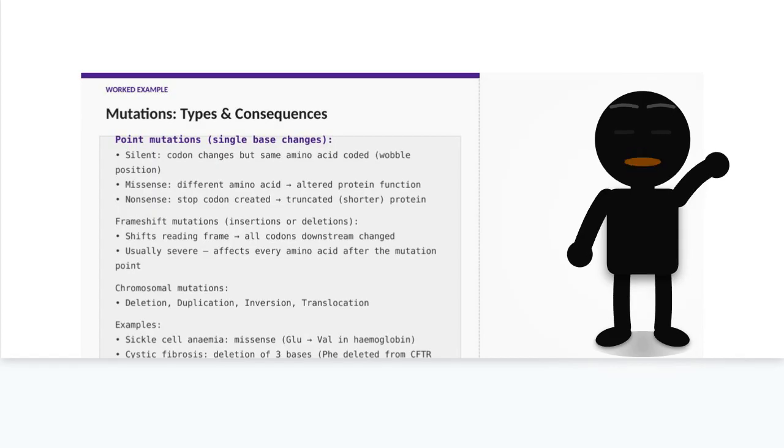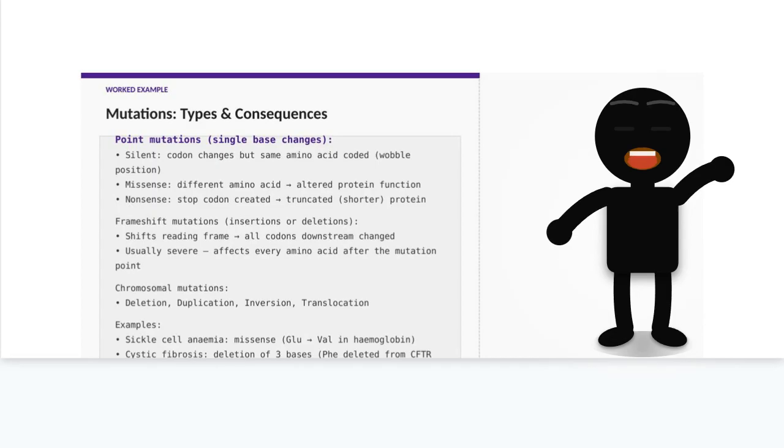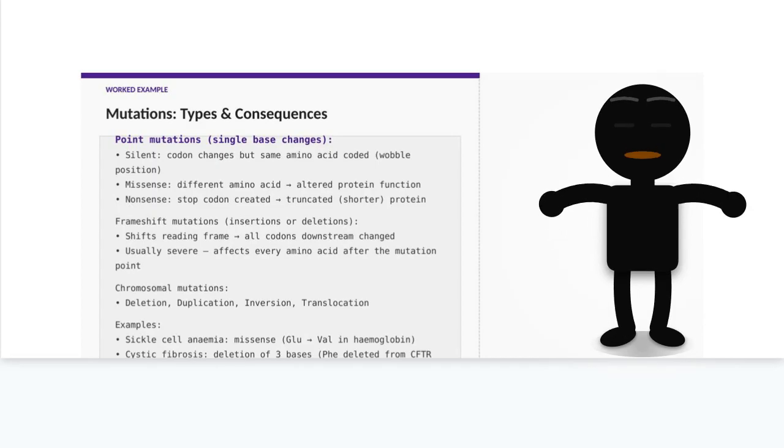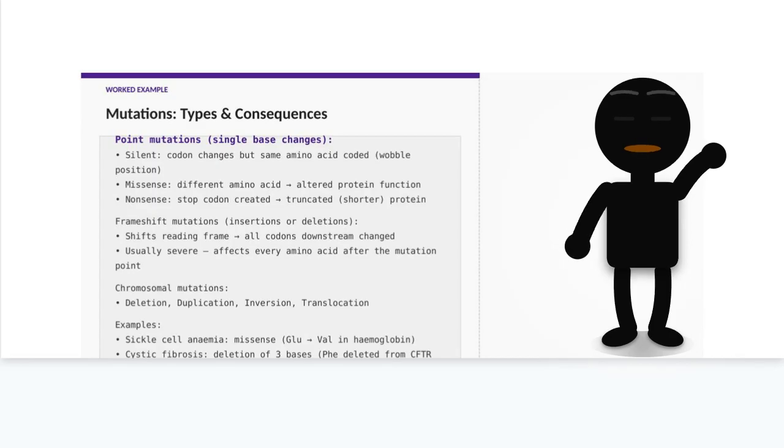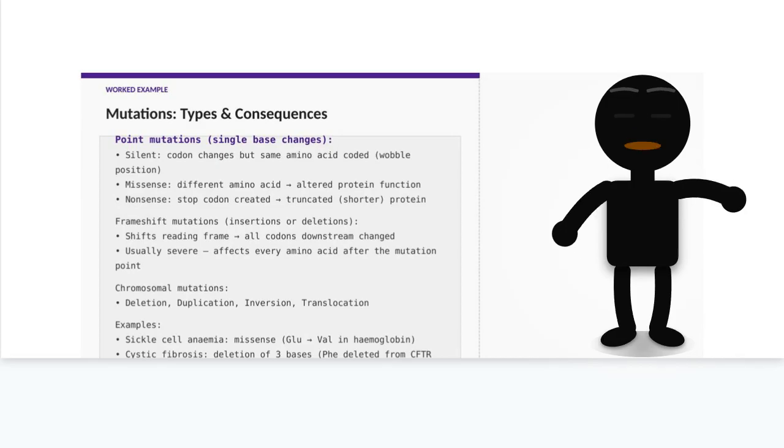A nonsense mutation creates a premature stop codon, truncating the protein. Frameshift mutations are usually the most severe. Inserting or deleting 1 or 2 nucleotides shifts the entire reading frame, changing every codon from that point to the end of the gene. Cystic fibrosis involves a 3-base deletion, not a frameshift since it is a multiple of 3, but it removes a critical phenylalanine from the CFTR protein.